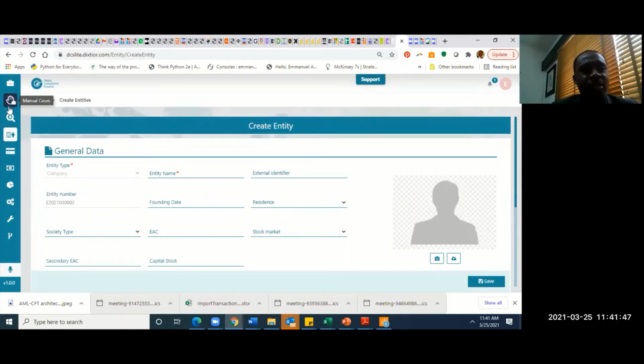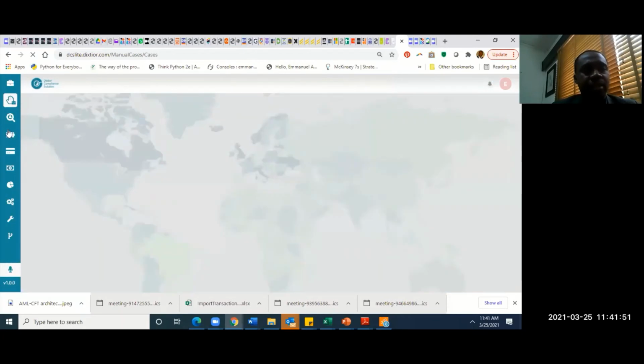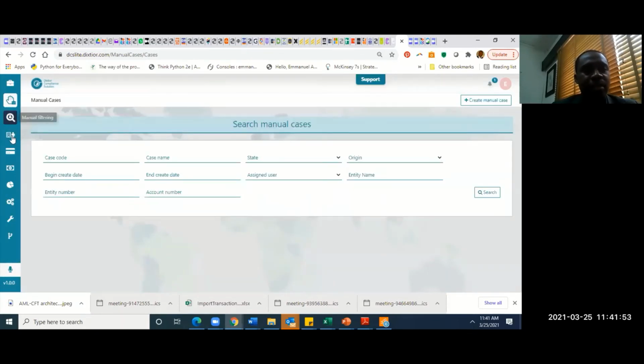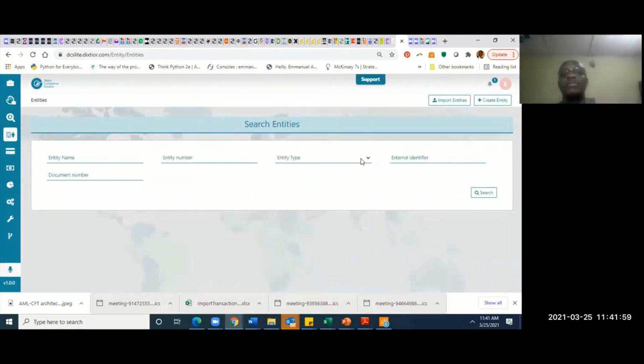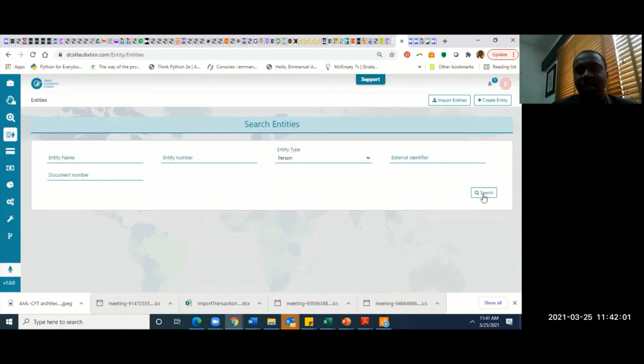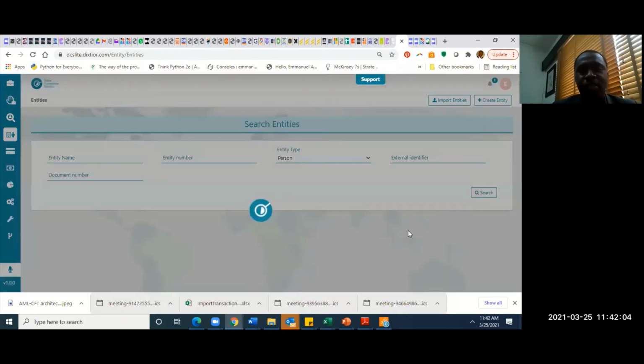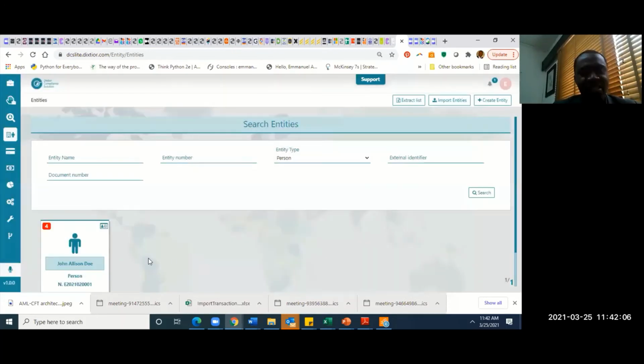So you're able to create an entity, a person or a company, and insert all your necessary information. I have here some entities already created, a person. You can do a search based on the entities that exist in the application.